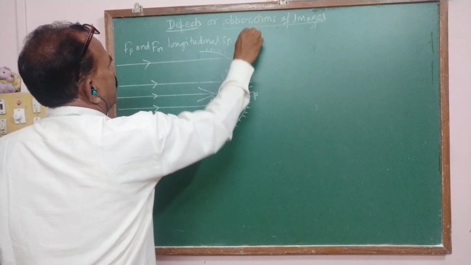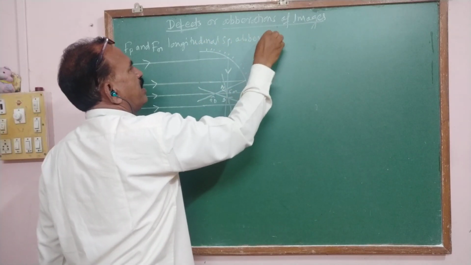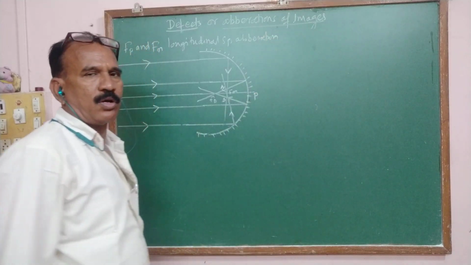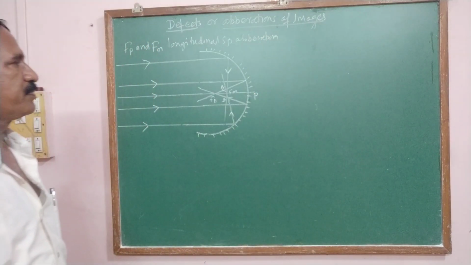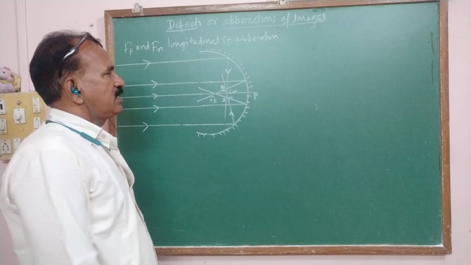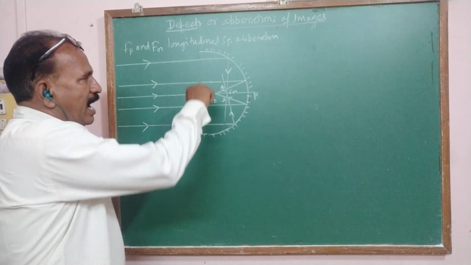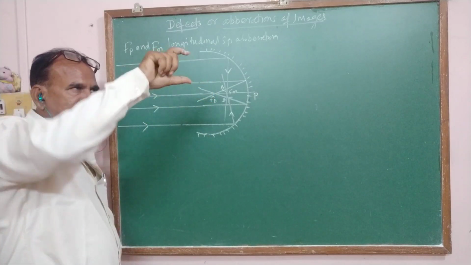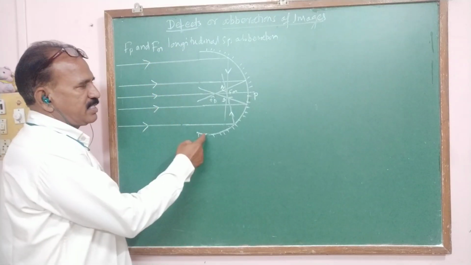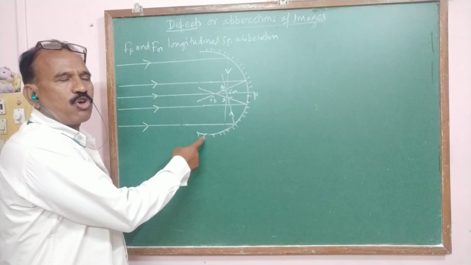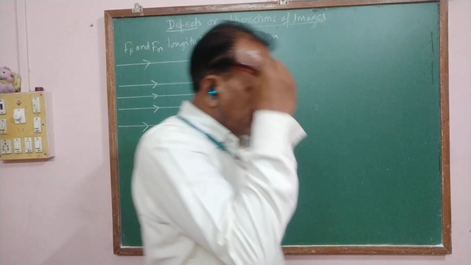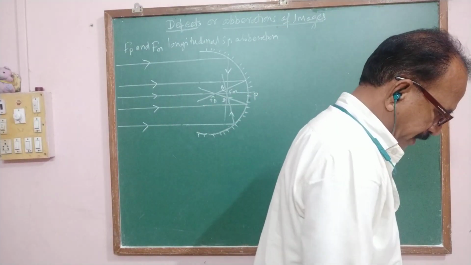Aberration means the image is not seen clearly. Here the distance between them is called the longitudinal spherical aberration. And here A and B will form a circle. This is in the case of a concave mirror. In the case of a convex mirror also, we can see the spherical aberration.